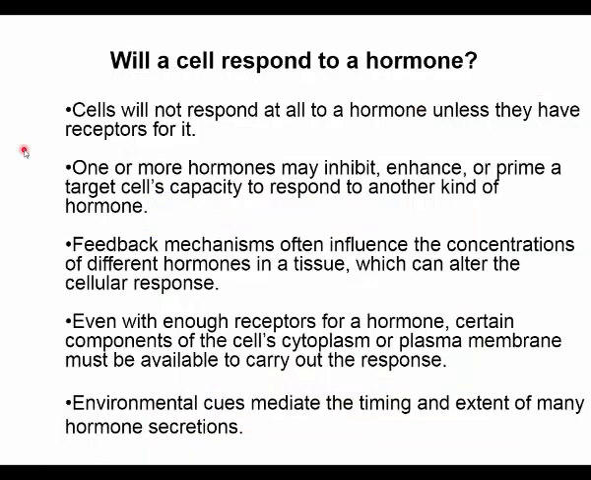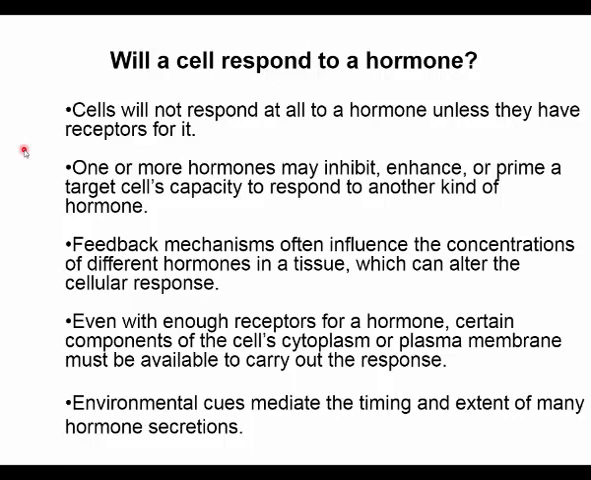So how do we know if a cell will respond to a hormone? Cells will not respond at all to a hormone unless they have the receptor for it. One or more hormones may inhibit, enhance, or prime a target cell's capacity to respond to another kind of hormone. So we saw that with the negative feedback loop, where the end product was able to actually turn off the first product to be made. Now you can also use other hormones to cause the production of things, or to help, in this case prime, a target cell to be more receptive.